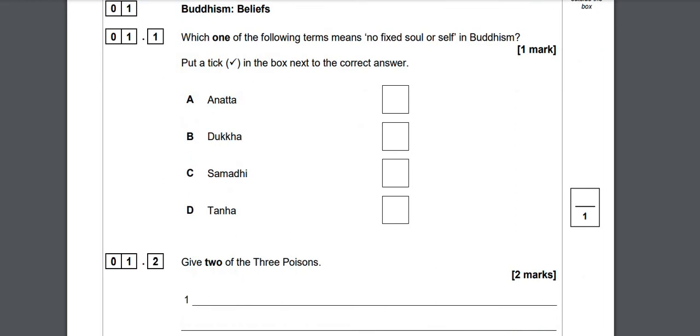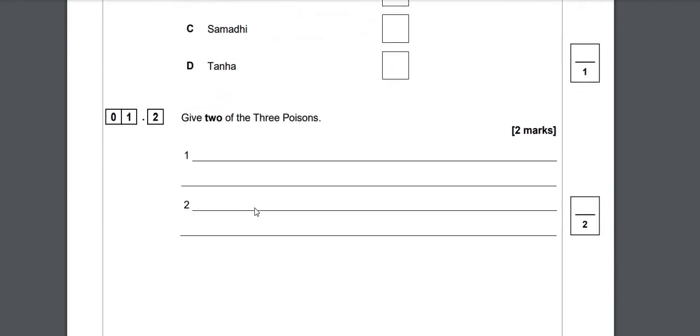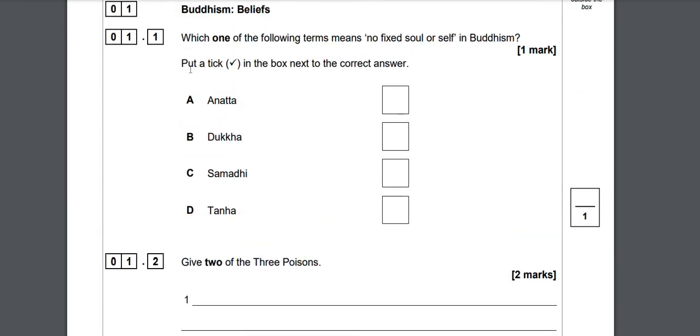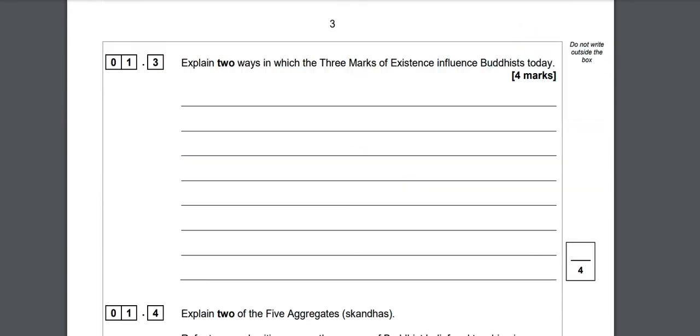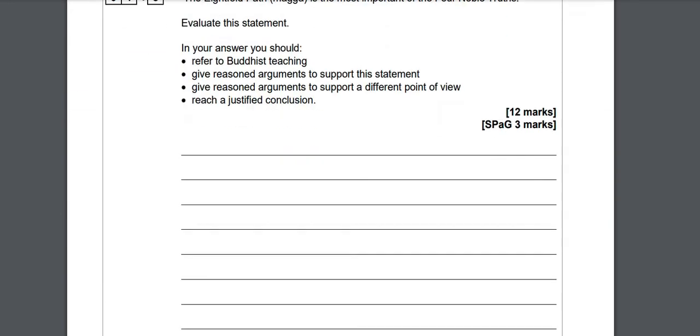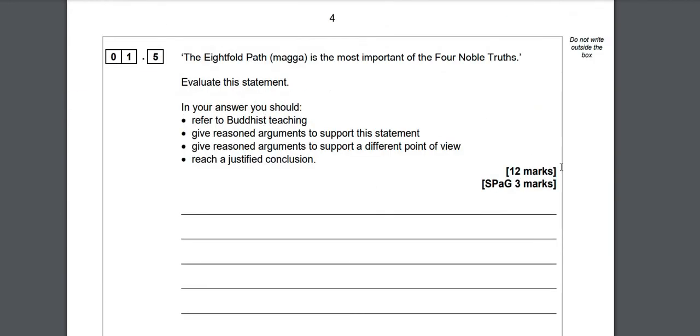The reason you might get slightly longer is because on the 1 and 2 mark questions, it's literally just a multiple choice and 2 bullet points. So here it would be tick one of these, and it says give 2 of the 3 poisons, then I'll put greed and ignorance. That's it. I don't need to put full sentences. So that took me less than a minute, meaning that I have more time, maximum 15 minutes for my 12 marker. This style question is worth 50%.